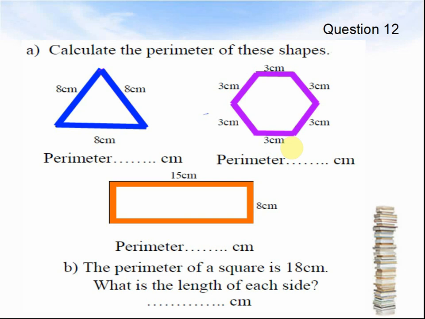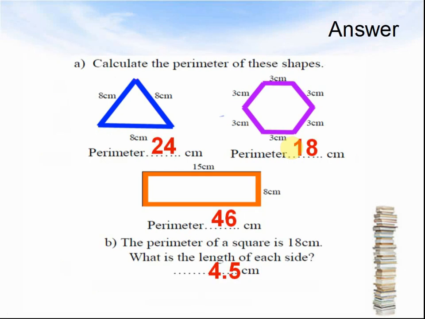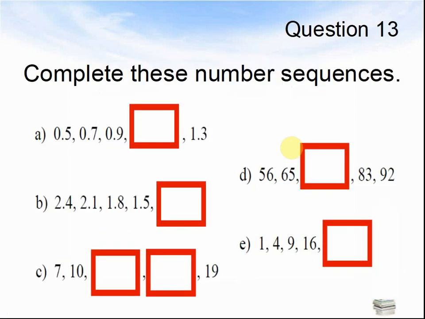Here come the answers. The answers are 24 centimeters. Perimeter of a hexagon, 18 centimeters. Perimeter of your rectangle, 46 centimeters. And the perimeter of the square, the size of each side is 4.5 centimeters. Let's look at the next question. Question 13. Complete this number sequence. A. 0.5, 0.7, 0.9, something.